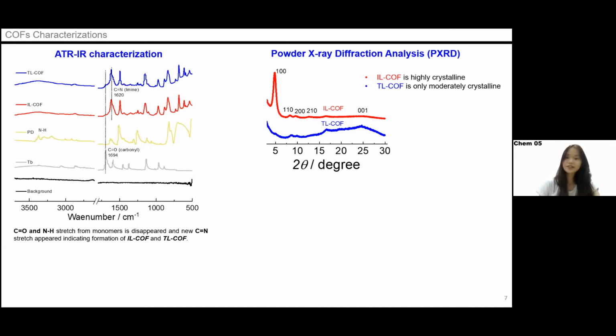But after synthesizing the COFs, in the TL COF and IL COF, we cannot see any of the monomer peaks. Instead, we can see new peaks like the imine bond peak. To conclude, we found that the carbonyl stretch from TB and the NH stretch from PD disappeared after reaction, while a new peak at 1,620 per centimeter appeared, related to imine bond formation. And this indicates complete COF formation.